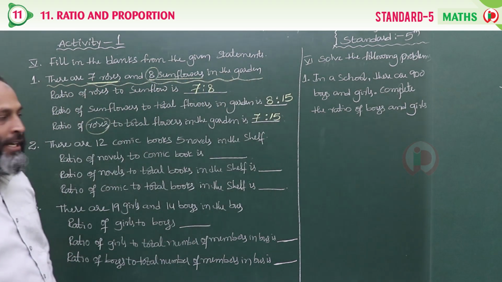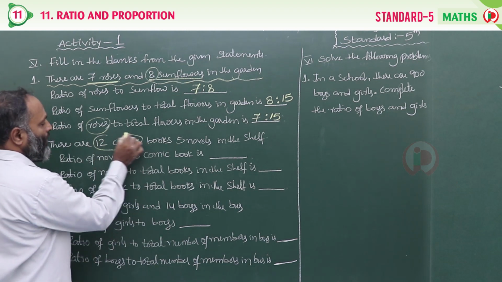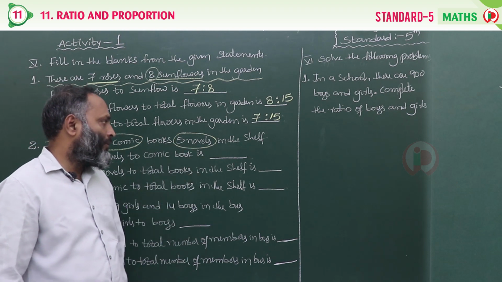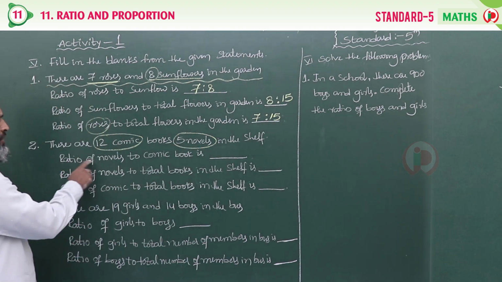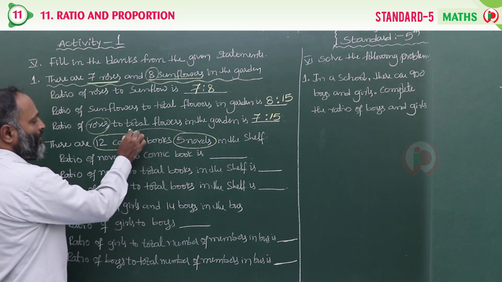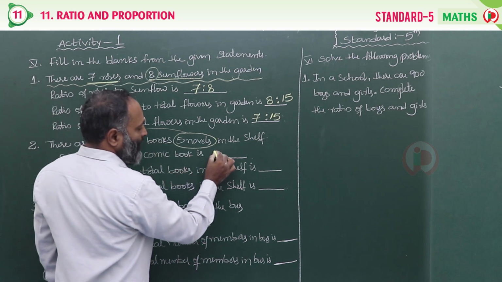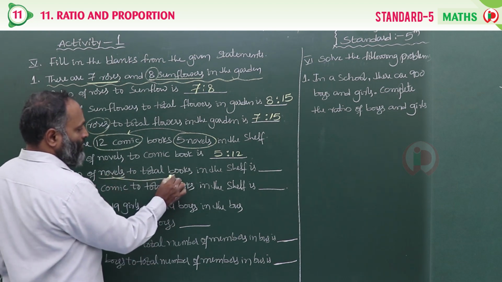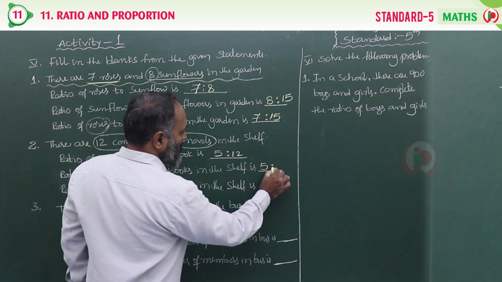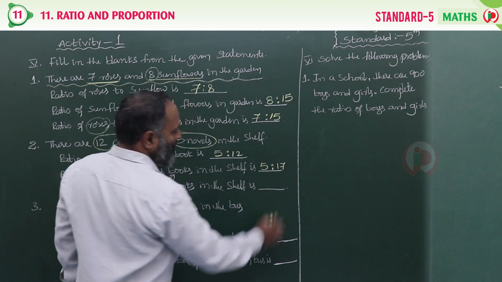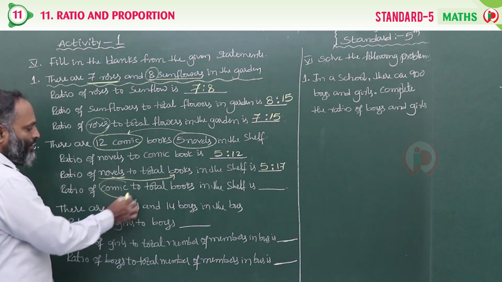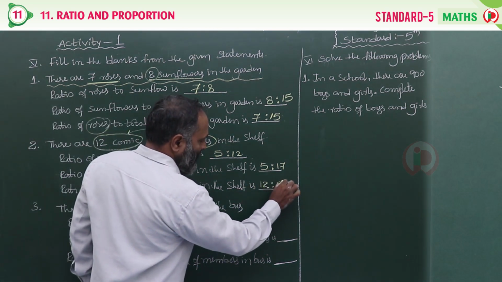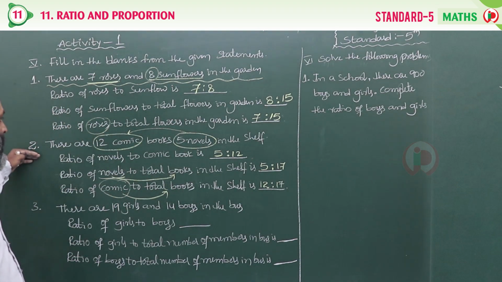Now the second statement: here there are 12 comic books, 5 novels. So 12 comic books and 5 novels on a shelf. Here he is asking the ratio of the novels to comics, so that is 5:12. Now the ratio of novels to total books. How many novels do we have? 5. Total books, 12 plus 5, 17. 5:17. In the next one, comics to total books. How many comic books do we have? 12. And total books 17. So these are the 3 answers on the basis of the second statement.